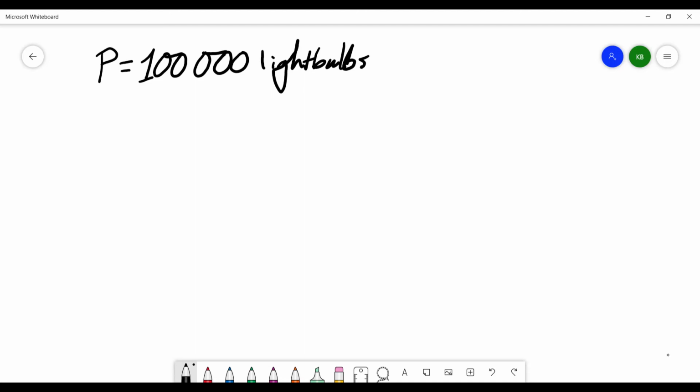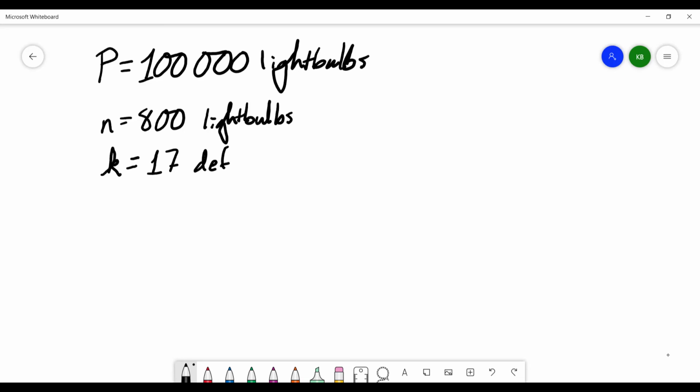Now, to test all 100,000 light bulbs is not a reasonable thing to do. So instead, we take a sample. I'm going to take a sample of 800 light bulbs. With a sample of 800 light bulbs, it's much easier to test this many. You could probably do it single-handedly in a day. So we go through, we test all of the light bulbs in our sample, and we find out that 17 of them are defective.